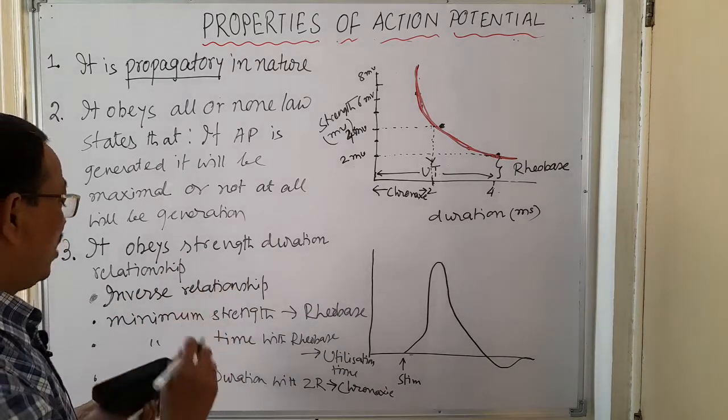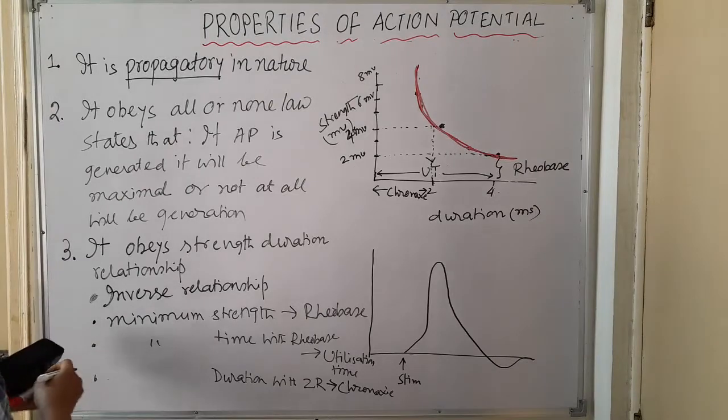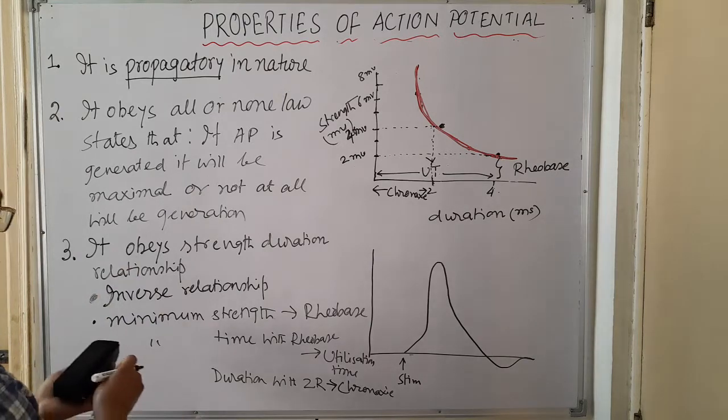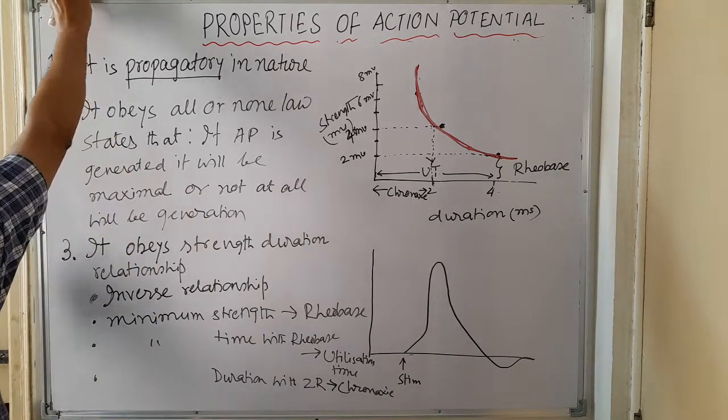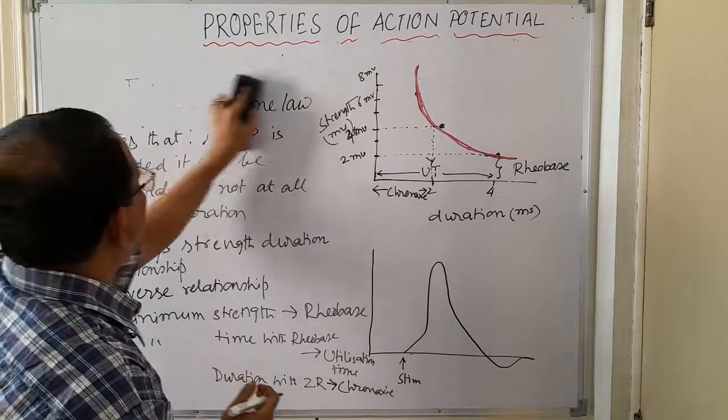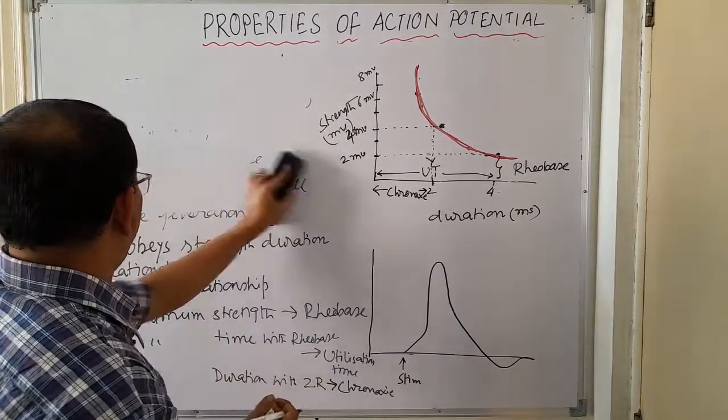And now the last one is the refractory period. So action potential always has a certain refractory period. So what is this? That is the fourth property of the action potential, that is the refractory period.